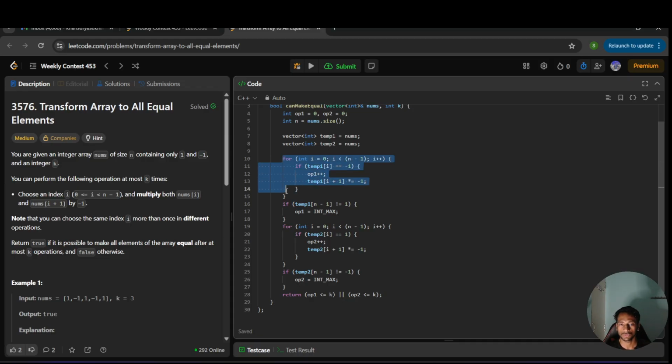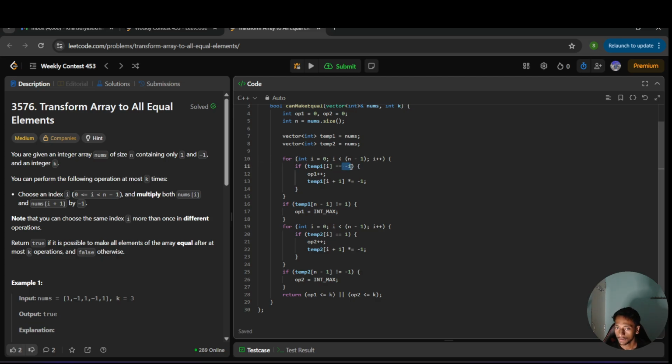Now one target is to convert all the numbers to 1. So that's why I am traversing i equal to 0 to i less than n minus 2. So that's why here it's actually less than n minus 1, not less than or equal to. Got it? So that's why I can actually go from 0 to n minus 2. Clear?